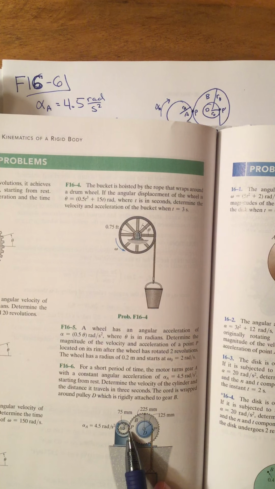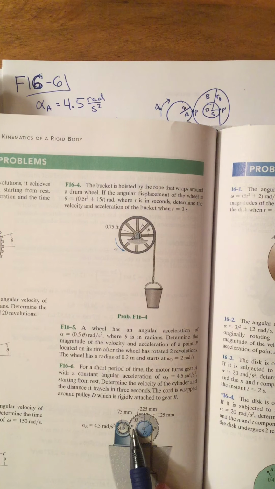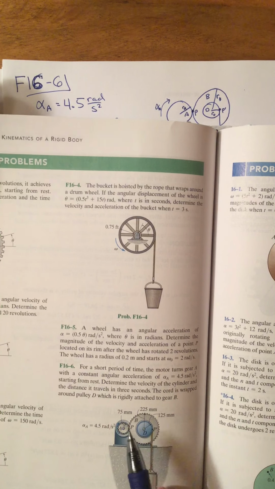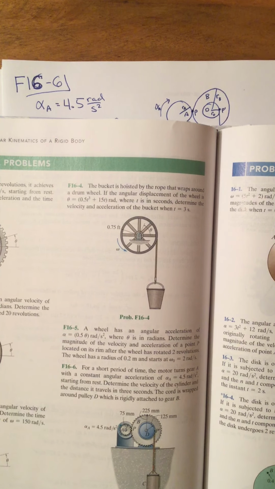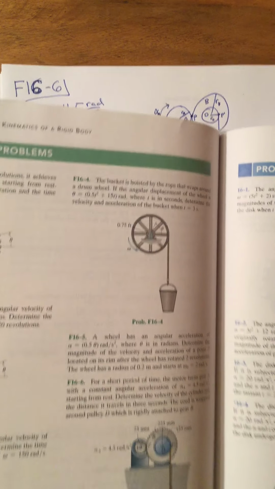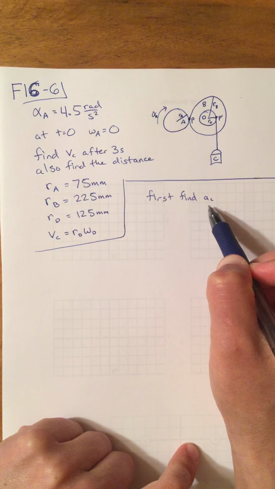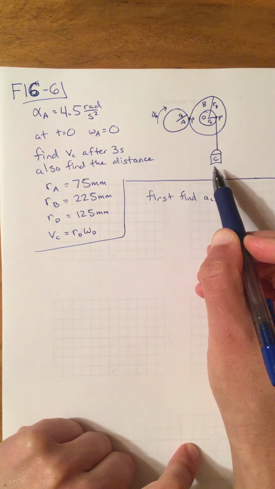If you look at a tooth for gear A and a tooth for gear B, at this point here, those teeth must have the same tangential acceleration because the gears are meshed here. Those teeth are moving together. The normal component of the acceleration may be different, but the tangential component for the acceleration will be the same. So we can use what they gave us for the tangential component of the acceleration. First, we're going to find the acceleration of cylinder C.